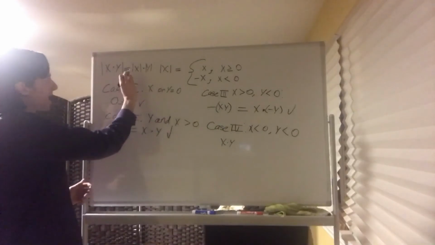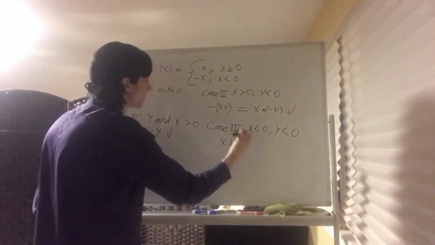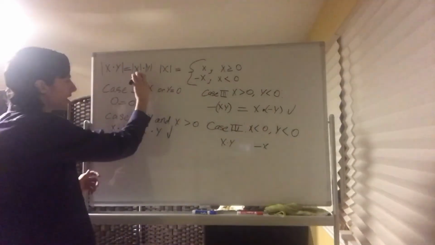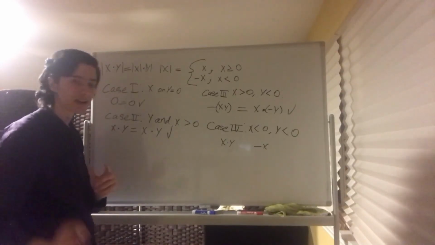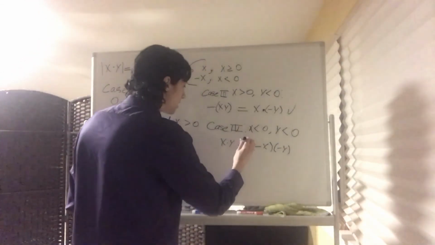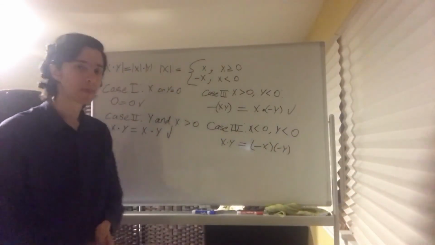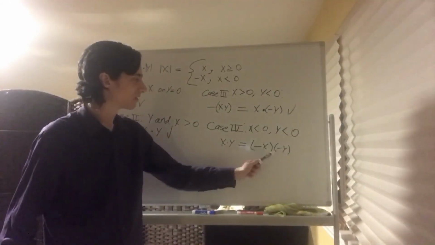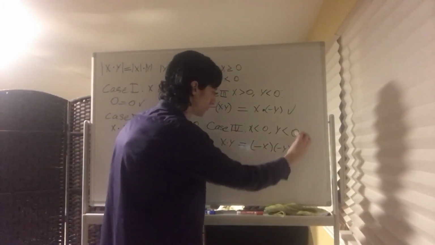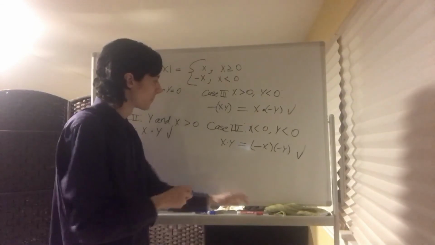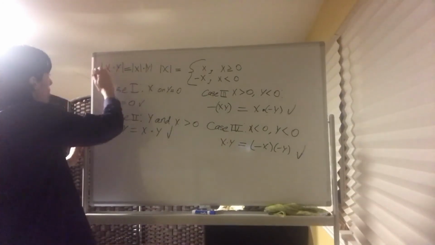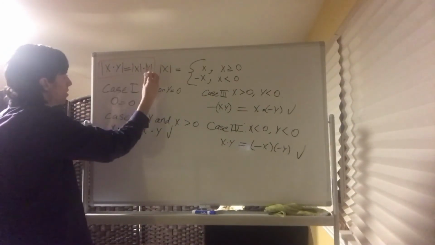And on the right side, absolute value of x is negative x because x is negative. Absolute value of y is negative y because y is negative. So we have negative x times negative y. And again, by the commutative property of multiplication, we can switch around the negatives and they cancel each other out. Therefore, this last case is true. So therefore, in all cases, this property is true. So we can box that off, and we can call this property 3.